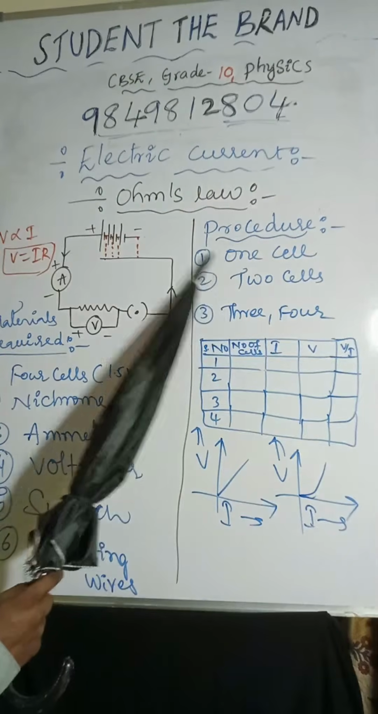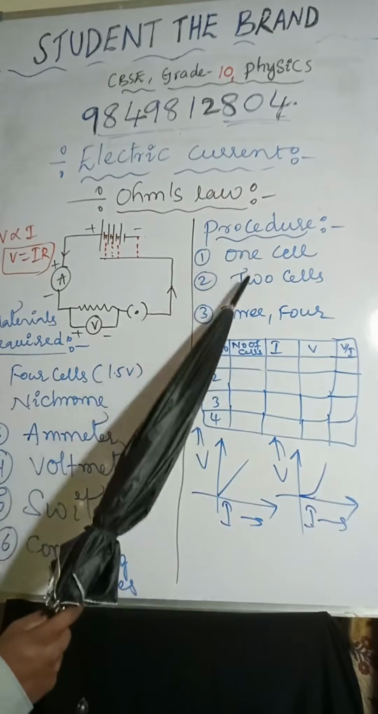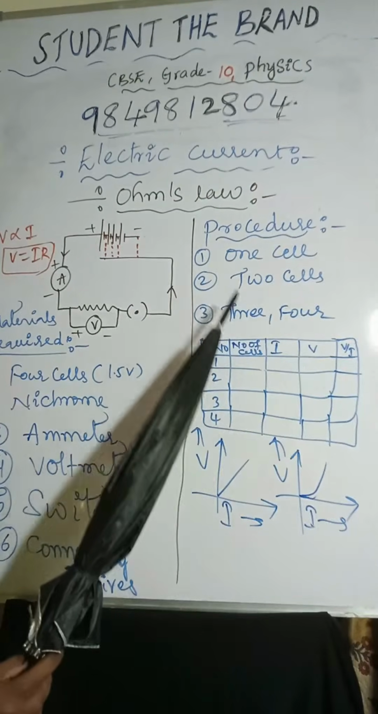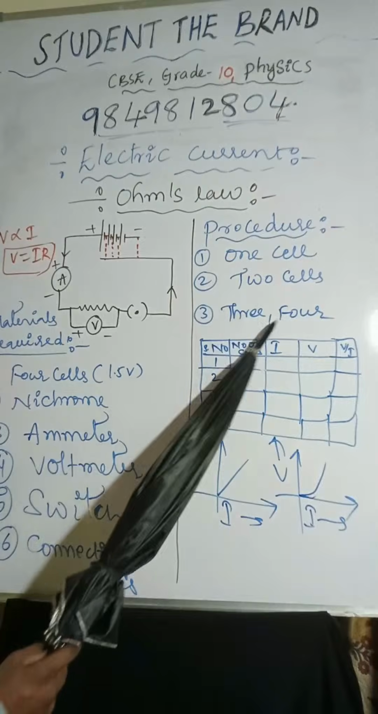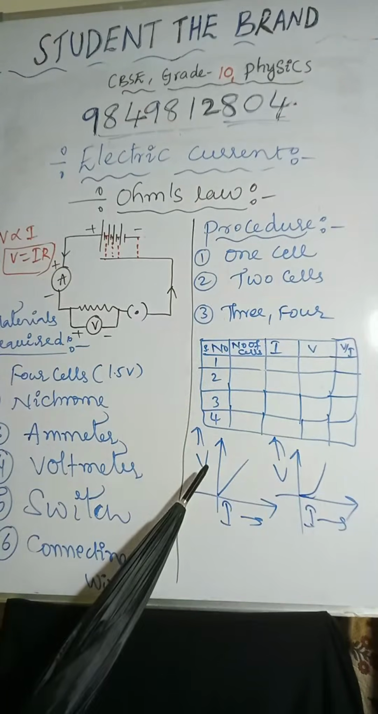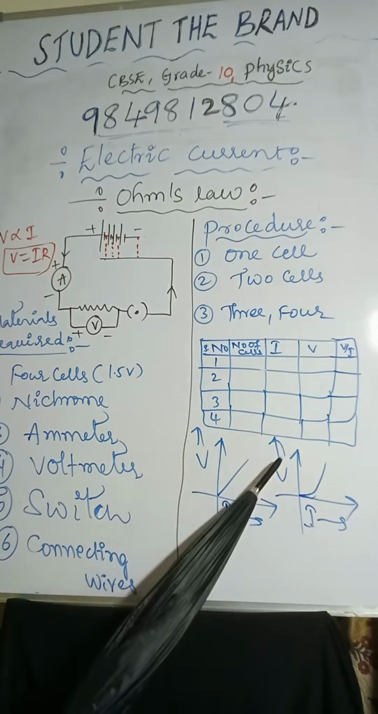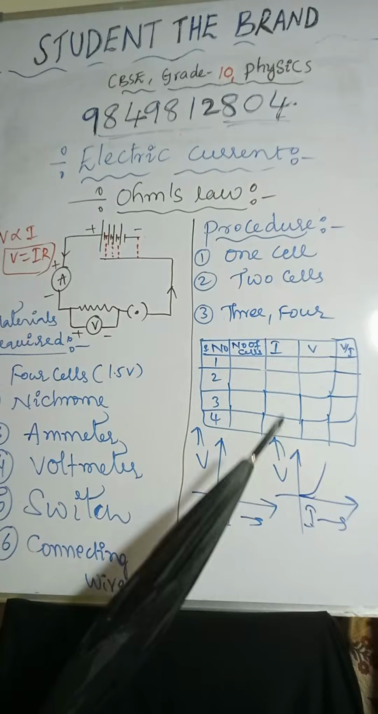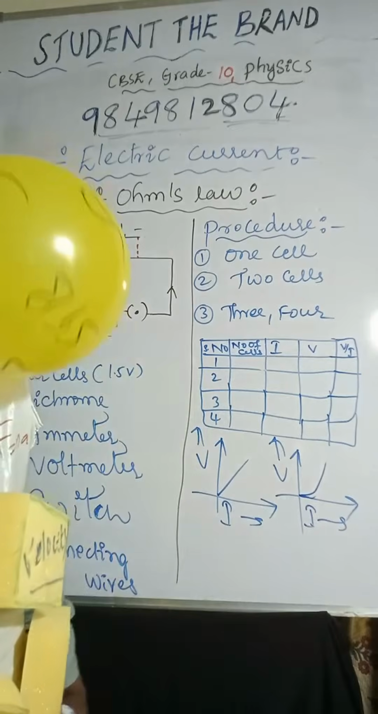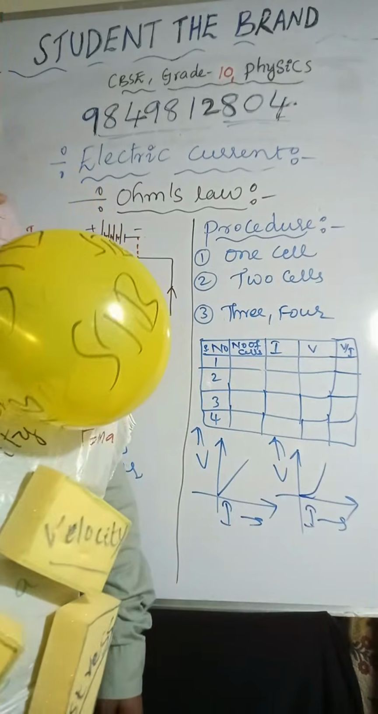Procedure: first you have to connect one cell and note down the readings of the ammeter and voltmeter, then connect two cells and note down the readings, and then connect three. Repeat the process for 3 and 4 cells and record them in the tabular form below. The VI graph gives a straight line because this is for ohmic conductors. The VI graph is a curve for non-ohmic conductors. So this is about Ohm's law. Next, we will discuss resistance and resistivity.